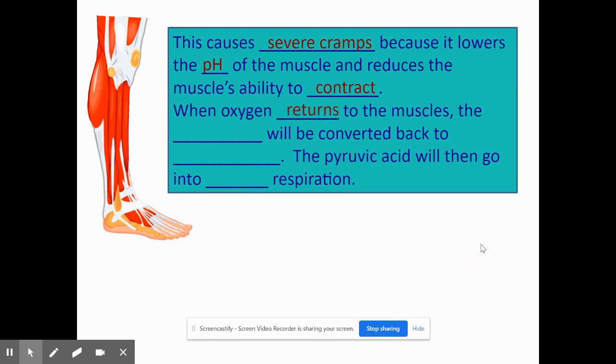And when oxygen returns to the muscles, that lactic acid gets converted back to pyruvic acid, and the pyruvic acid will then go into aerobic respiration once oxygen returns. So that's why after you do some sort of strenuous exercise with your muscles, over time that lactic acid does go away, and then you can return to your normal muscle use.